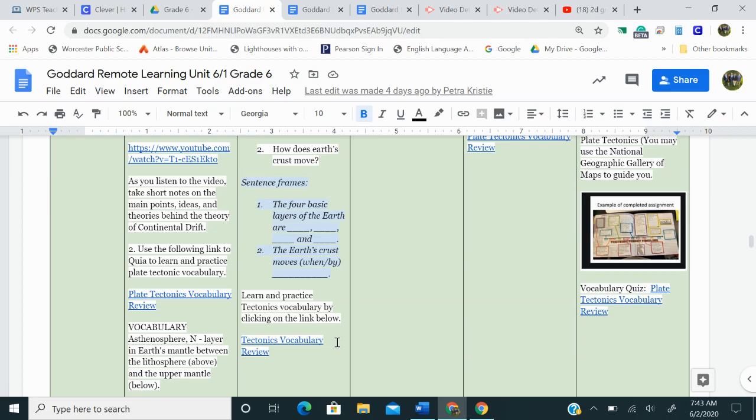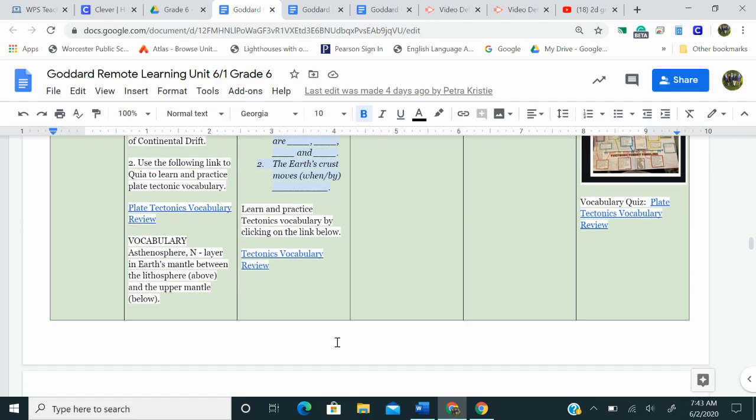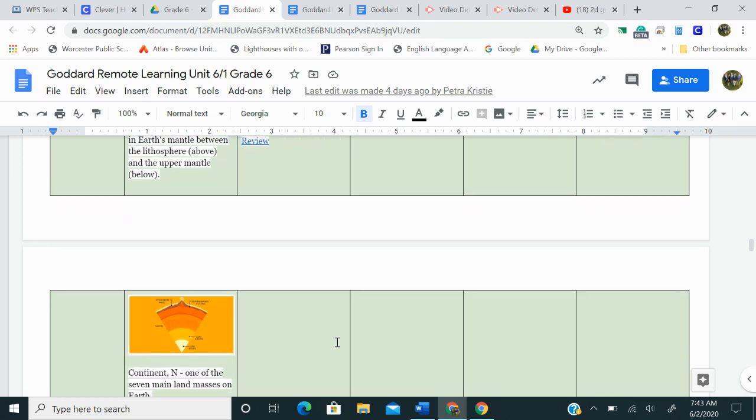Learn and practice tectonics vocabulary by clicking on this link here. And remember to share all of your work.